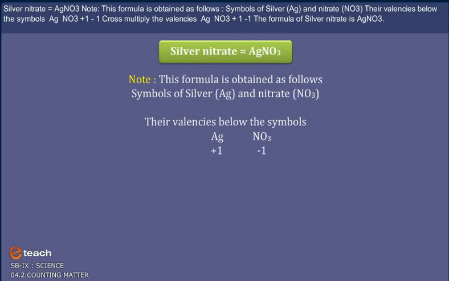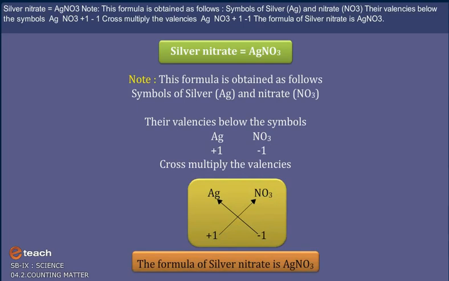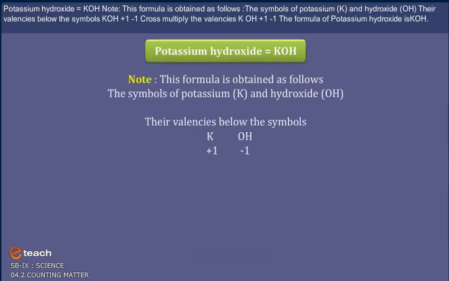Silver nitrate is equal to AgNO3. Note: this formula is obtained as follows. Symbols of silver, that is Ag, and nitrate is NO3. The valencies below the symbols. The symbol of silver is Ag, and its valency is +1. The symbol of nitrate is NO3, and its valency is -1. Cross-multiply the valencies. The formula of silver nitrate is AgNO3.